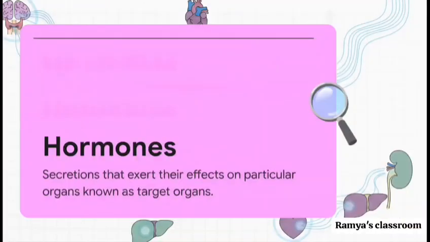What exactly is a hormone? Well, as our source points out, they're chemical secretions. But the kicker here is that they exert their effects on particular organs, what we call target organs. That makes them highly specific in their actions. They're not just floating around aimlessly, they are incredibly precise chemical messengers delivering specific instructions to exact locations.